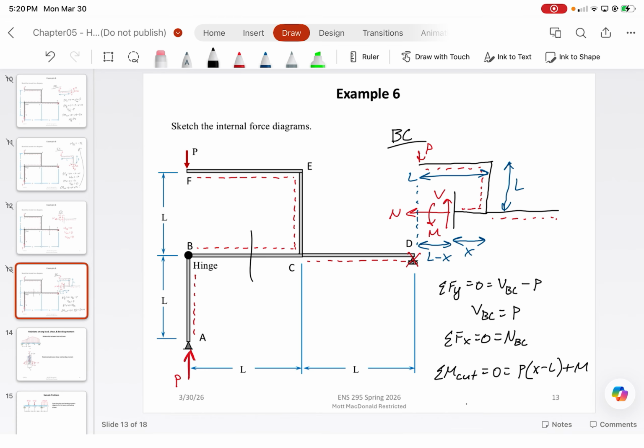Now this is important because from our external equilibrium, when we account for the hinge, as long as everything has been done properly, the moment at the hinge should be 0. The reason is that the hinge allows for free rotation, which means it can't resist rotational force, which is why the moment is 0.